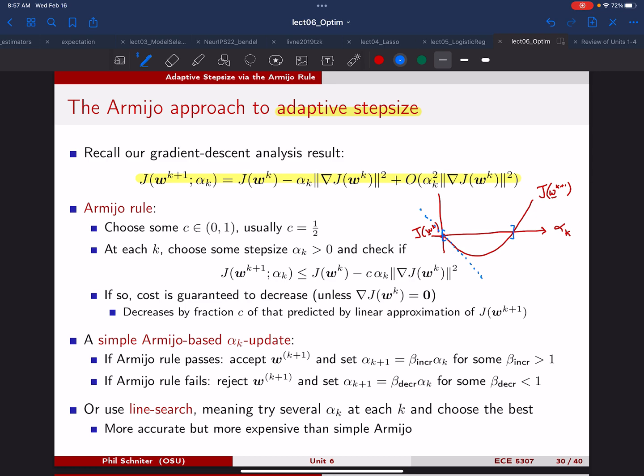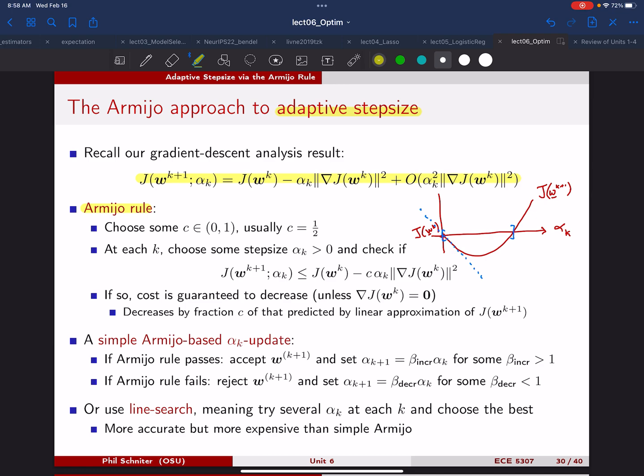But obviously anything above this is bad because my new cost is worse. But I don't really want to be over here. I'd ideally want to be somewhere down here. So how do I select the alpha so that this happens? Well, the Armijo Rule is a pretty clever way of doing this without too much extra computation to figure out a good new step size.